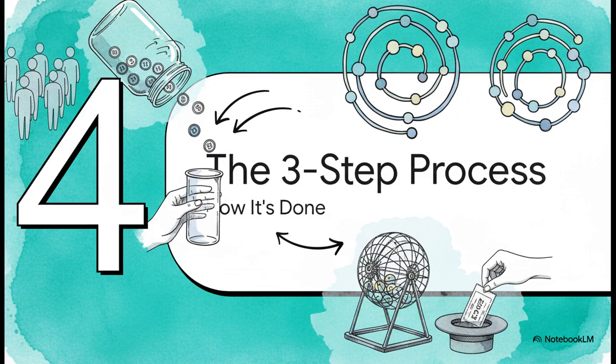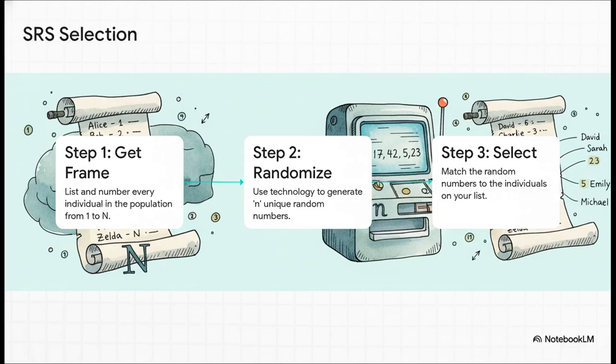Okay, we've got the theory down, we've got our tools ready. So, how do we actually do this? Let's walk through the simple 3-step recipe for conducting a true, simple, random sample. And honestly, it really is this easy. Step 1, you take that sampling frame, that master list, and you give every single person a number, starting from 1 all the way up to big N.